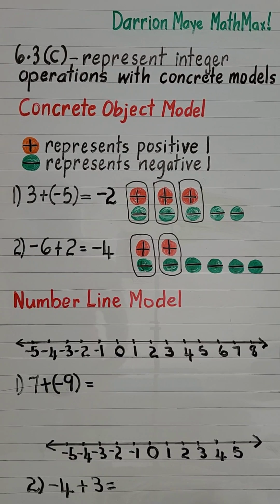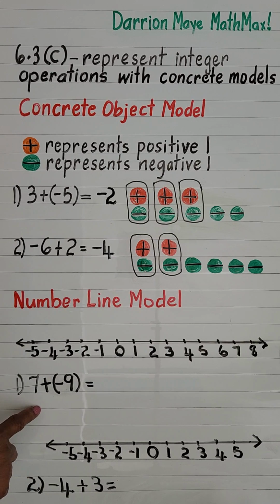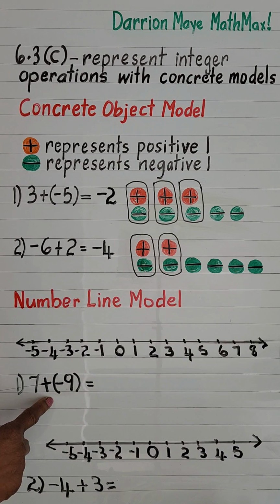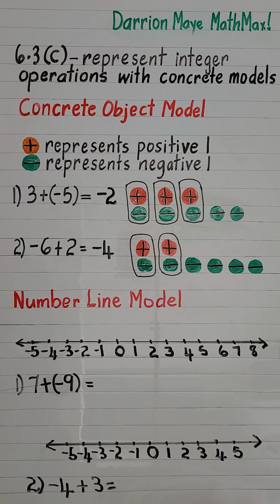And now we'll move on to another model, the number line model. So our first question is 7 plus -9 is equal to, and we're going to represent that operation on the number line. So 7 is a +7. We don't really have to use colors, but we can still do. So let's continue to use the orange for positive.